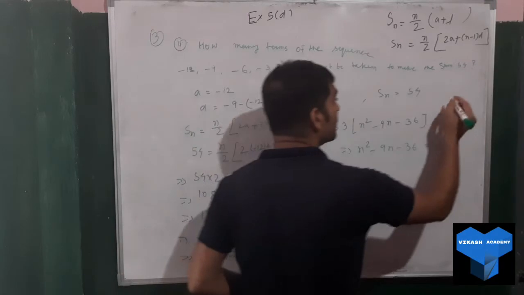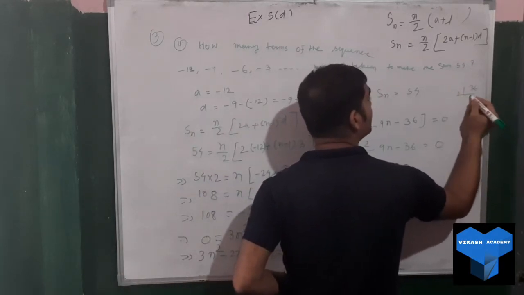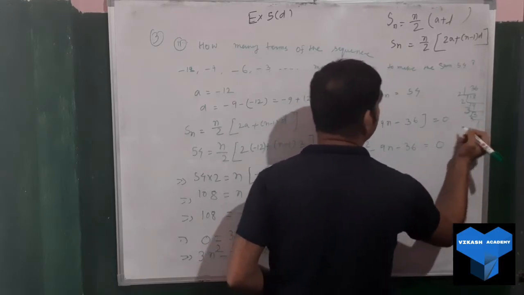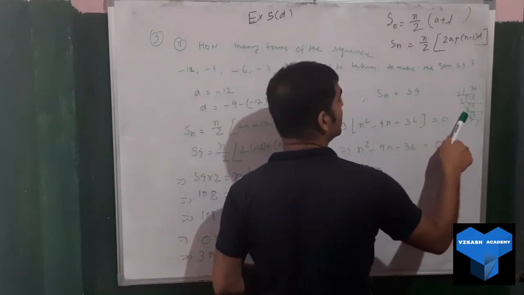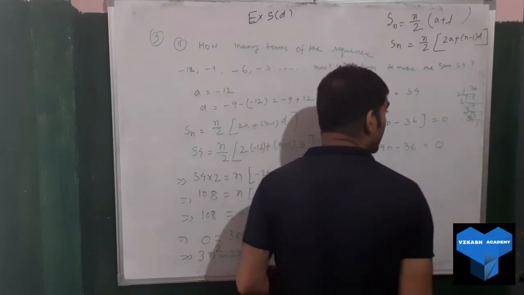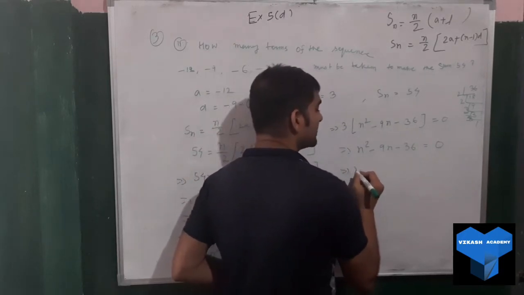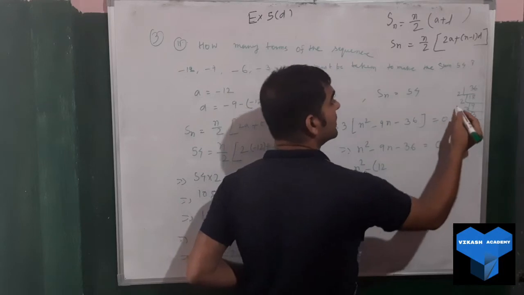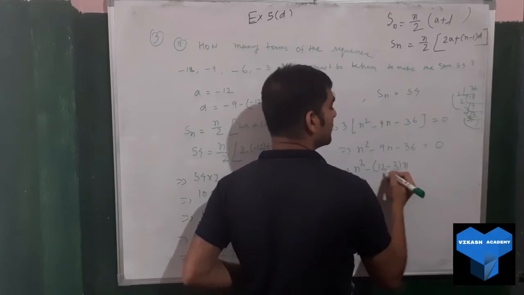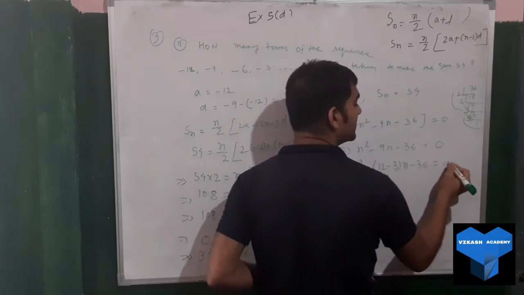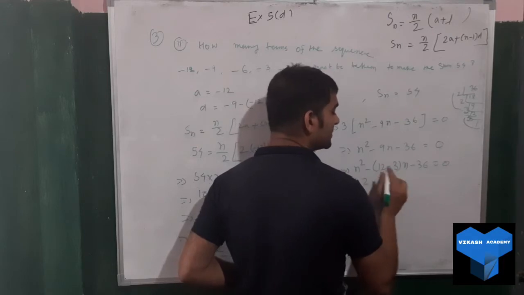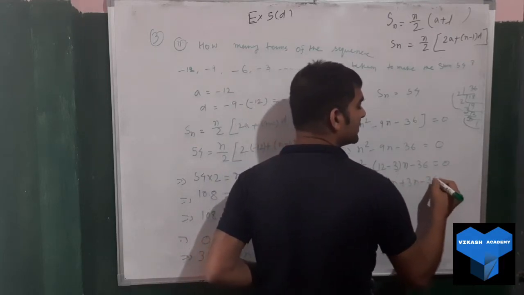Now middle term factorization, how to get the 9n here? For 36, the factors are 2 and 18, 2 and 9, 3 and 12. We have to obtain 9 by subtracting, so 12 minus 3 is 9. So n squared minus 12n plus 3n minus 36 equal to 0.